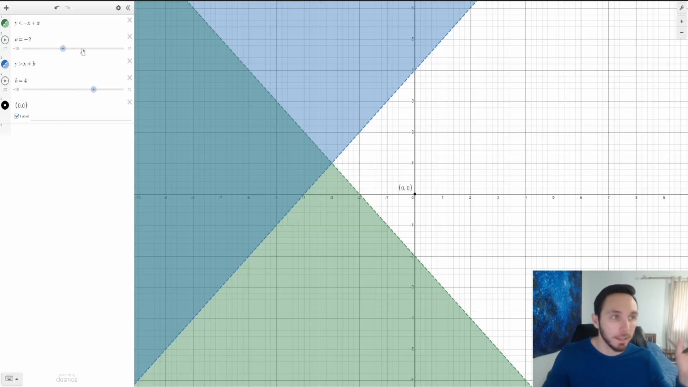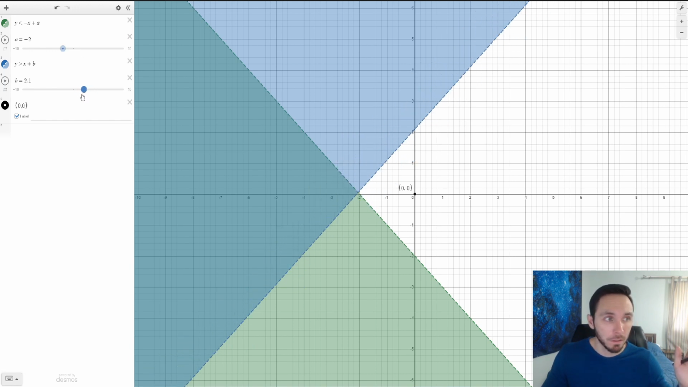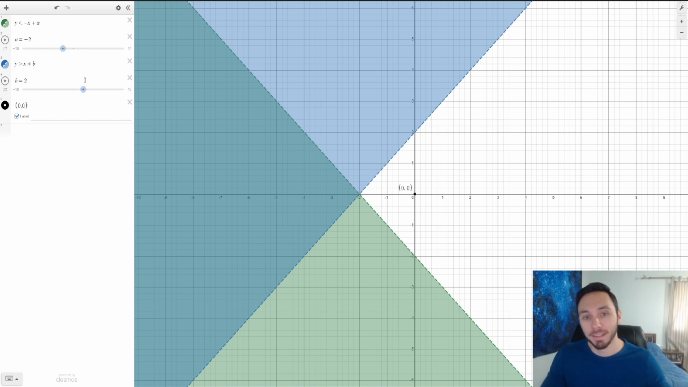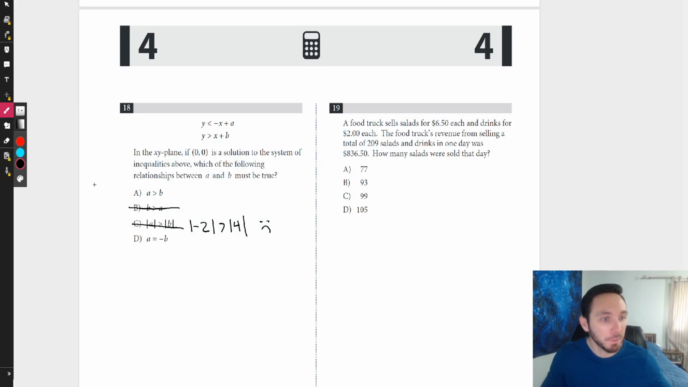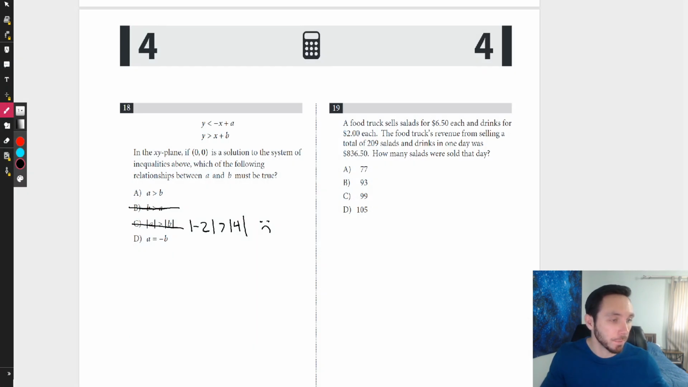What about when I make B the negative version of A? As of right now, A is -2. I'm just going to make B 2. Is 0, 0 in the double shaded region? Again, no. I had -2 for A and 2 for B. So I satisfied the criteria, yet definitely not in the double shaded region. We're forced into choice A. So A must be greater than B.